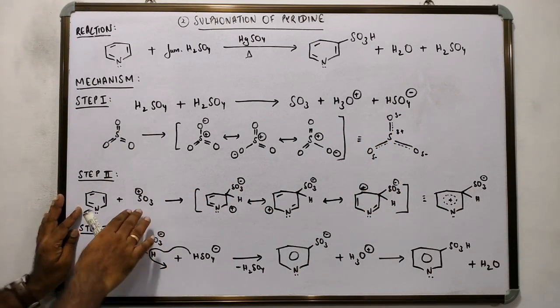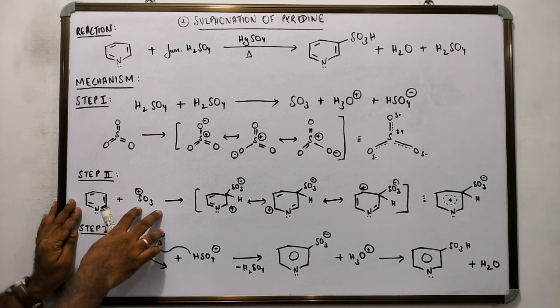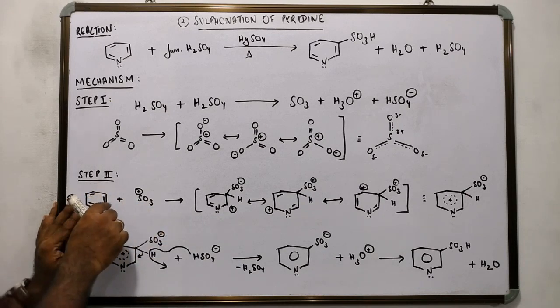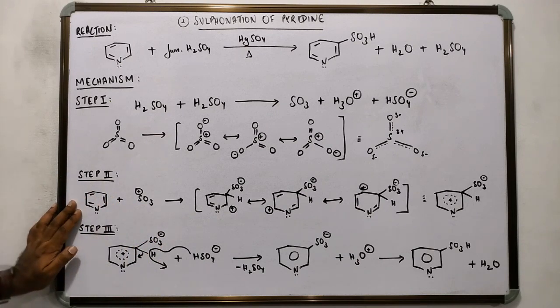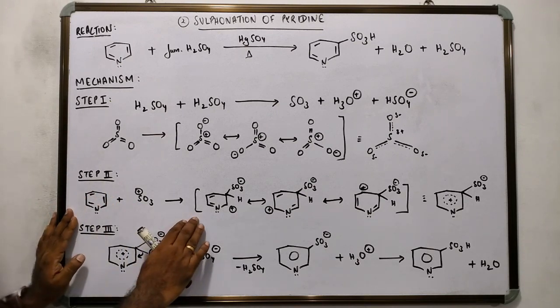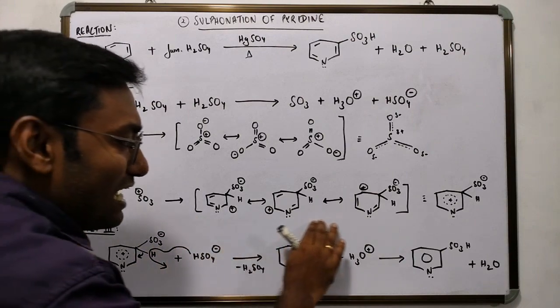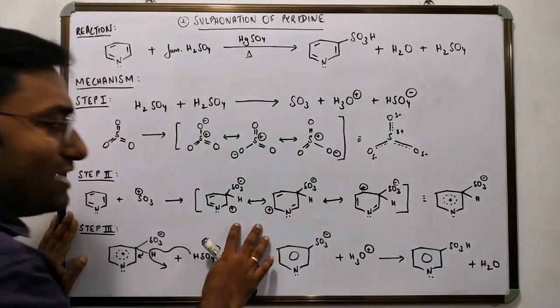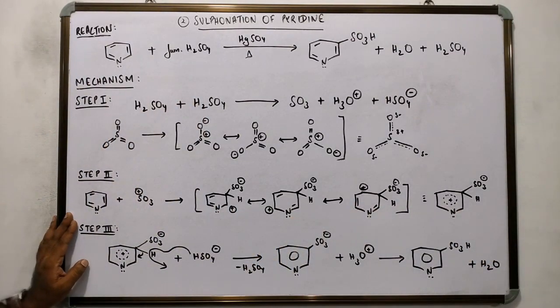In step number 2, the sulfur atom of the sulfur trioxide attacks the most favorable position of the pyridine ring, which is position number 3, to produce an intermediate carbocation that has been stabilized by resonance.